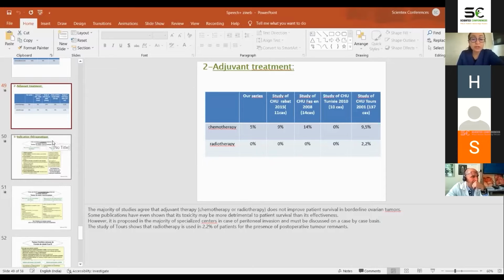Concerning the adjuvant treatments, the majority of studies agree that adjuvant treatment, chemotherapy or radiotherapy, does not improve patient survival in borderline ovarian tumors. Some publications have even shown that its toxicity may be more detrimental to patient survival than its effectiveness. However, it is proposed in the majority of specialized centers in case of peritoneal invasion and must be discussed on a case-by-case basis. The study of TOR shows that radiotherapy is used in 2.2% of patients for the presence of postoperative tumor remains.